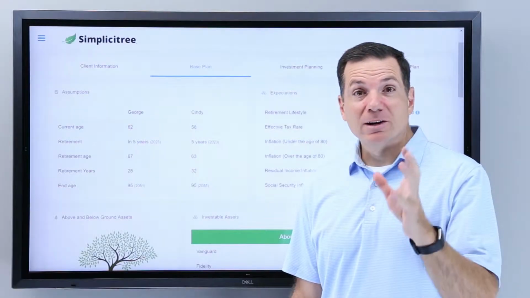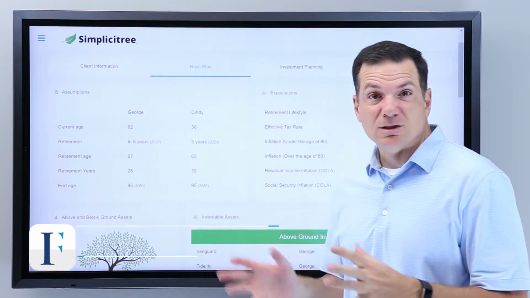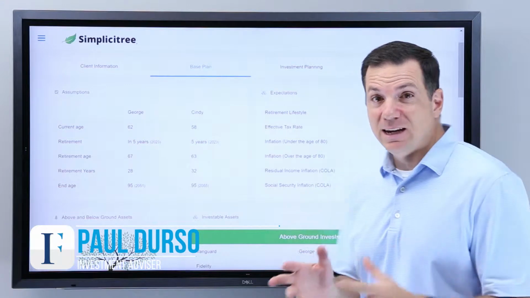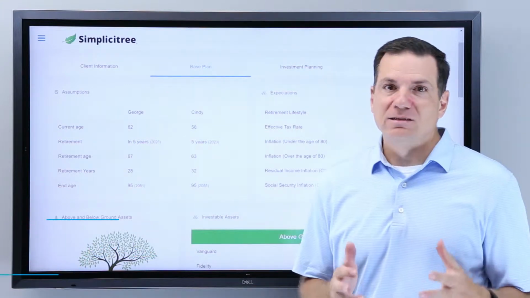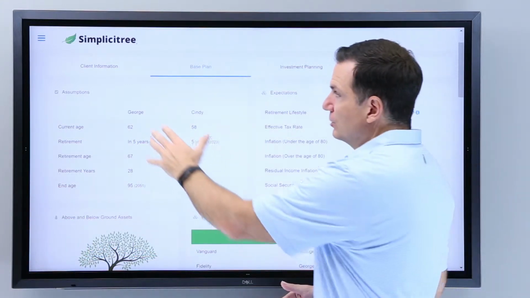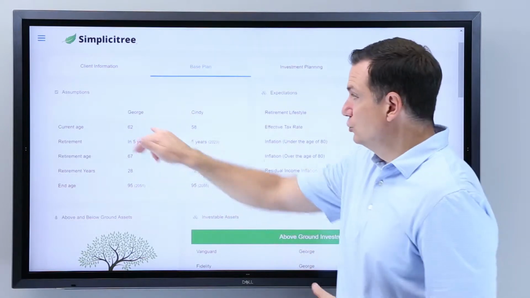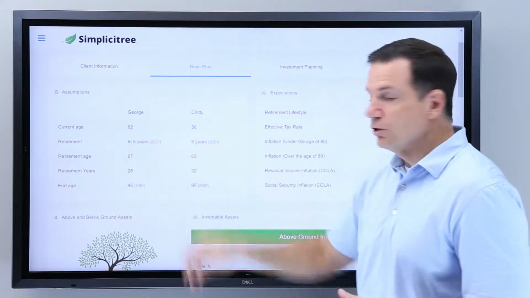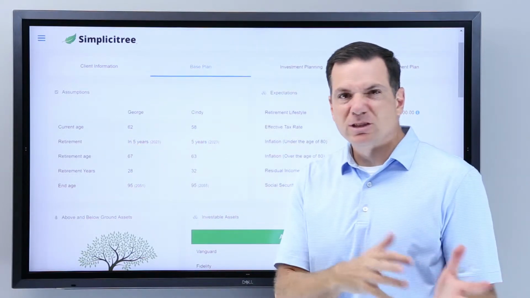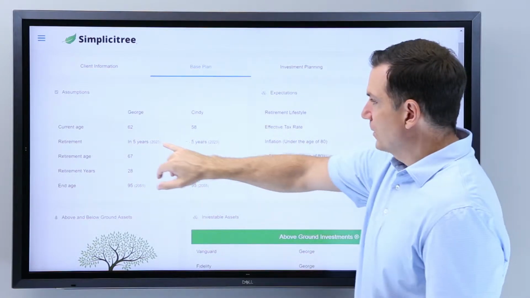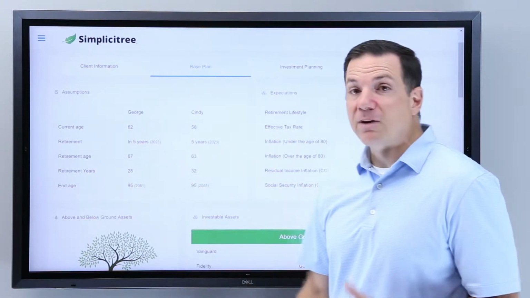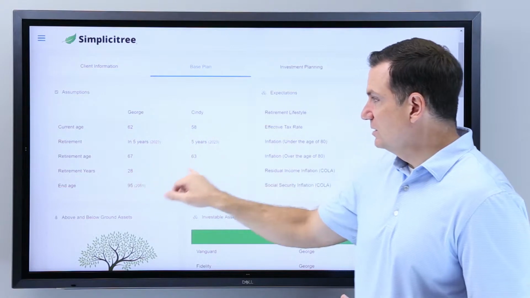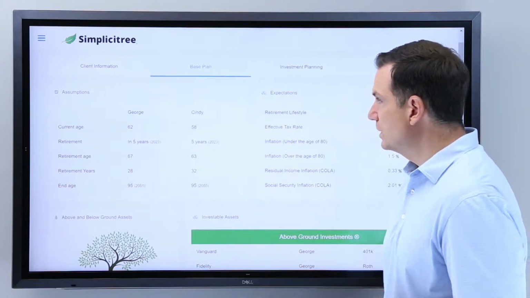I'm going to go over a very quick demo of Simplicitree and the power that's contained inside of this system. All right, here we go. So we've got an example client, George and Cindy. They're 62 and 58. Doesn't matter if you're single or married. They want to retire in 5 years when George is 67 and Cindy is 63.